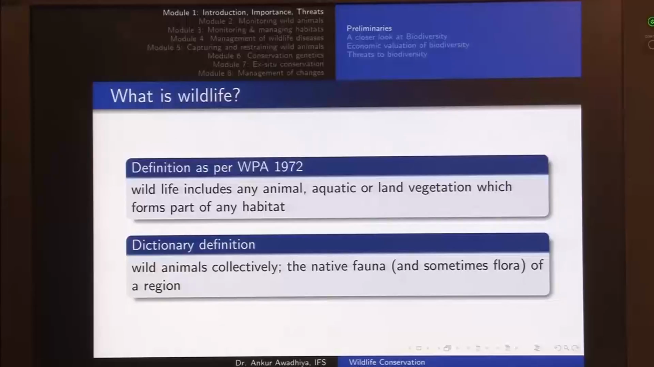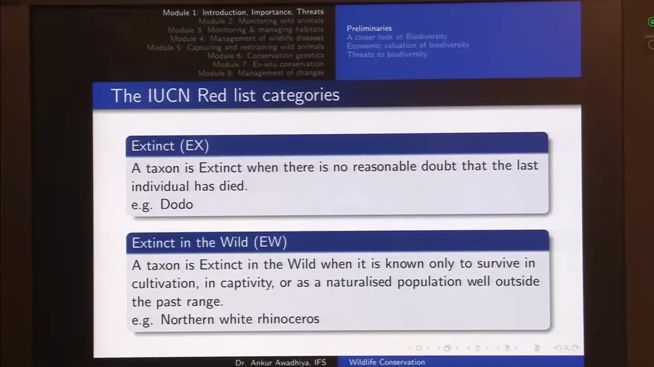Now, when we talk about wildlife conservation, do we conserve anything and do we conserve everything? So, to prioritize what we need to conserve, the International Union for the Conservation of Nature and Natural Resources has come up with a red list category of different organisms. So, it goes from extinct to least concern, two things which have not been studied so far and are known as data deficient or even not evaluated. So, we will look at all of these red list categories.